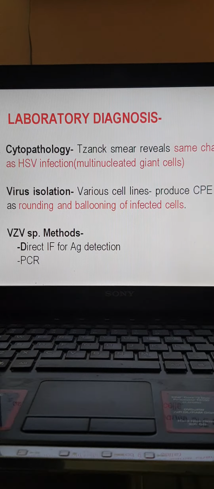Lab diagnosis is similar to that of herpes simplex virus because most of the findings are similar on identification, like on cytopathology. The Tzanck smear reveals the same changes as herpes simplex virus. You will appreciate multinucleated giant cells. Virus isolation can be done on various cell culture lines, and cytopathic effects such as rounding and ballooning of infected cells, similar to herpes simplex virus, will be seen. There are specific methods for the detection of varicella zoster virus, like direct immunofluorescence tests for antigen detection and PCR.